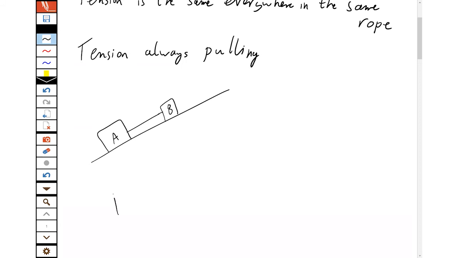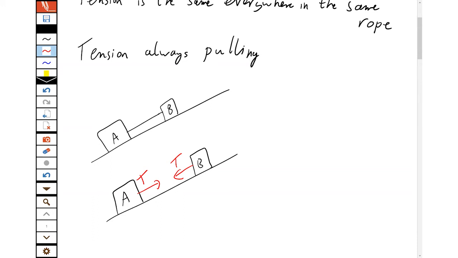So if I was to look at A just on its own, it'll feel a tension pulling up in the direction of the rope. If I now look at B on its own, it will feel the exact same tension pulling in the direction of the rope. So that's down the slope now.